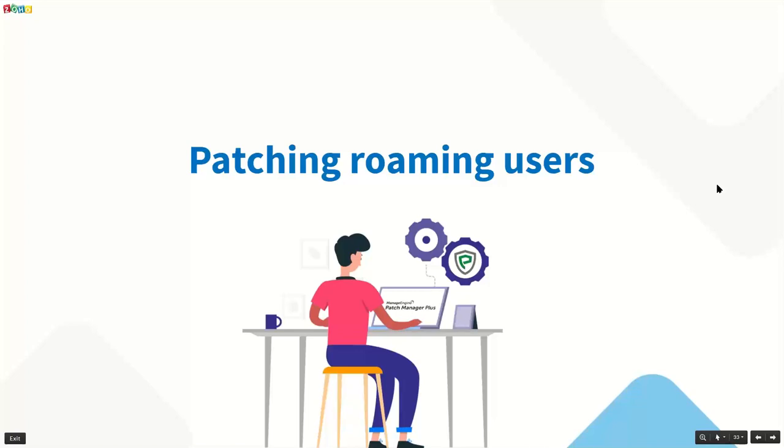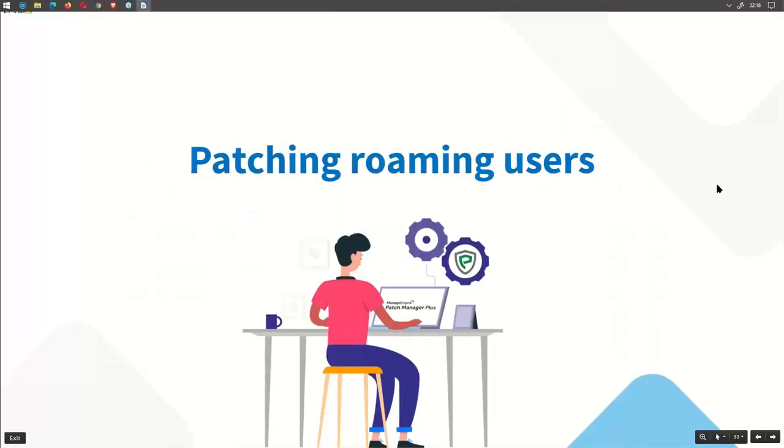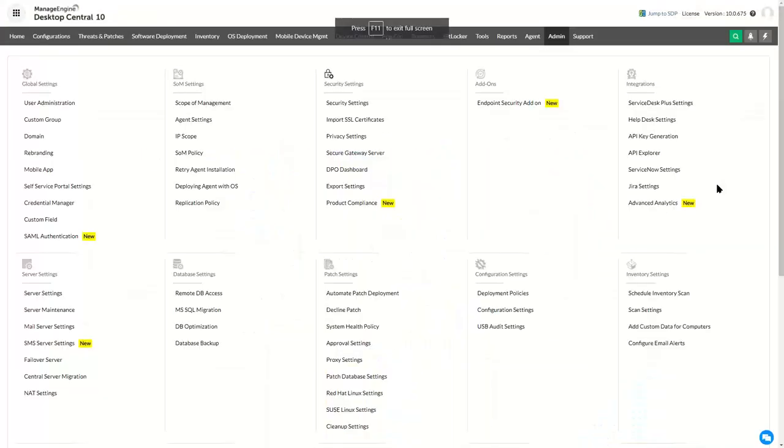I'm going to take you to the web console of Desktop Central and show you how to configure the Secure Gateway server. This will prevent the exposure of Desktop Central server directly to the internet by serving as an intermediate between WAN agents and Desktop Central server. So that is ManageEngine Desktop Central Web Console. I am navigating to Admin and Secure Gateway Server. Admin, Security Settings, Secure Gateway Server.